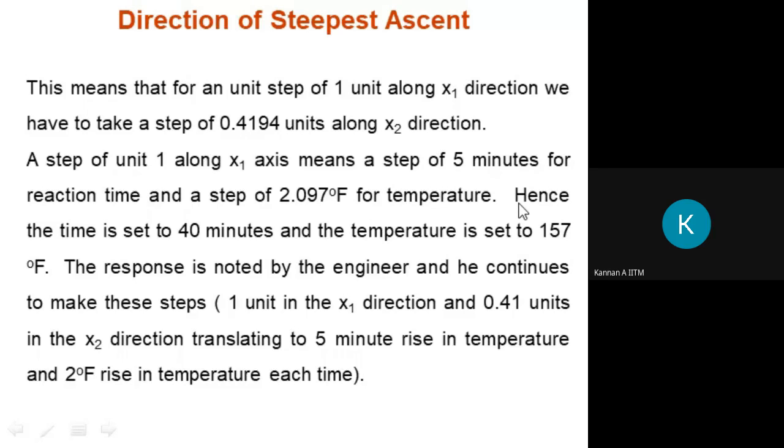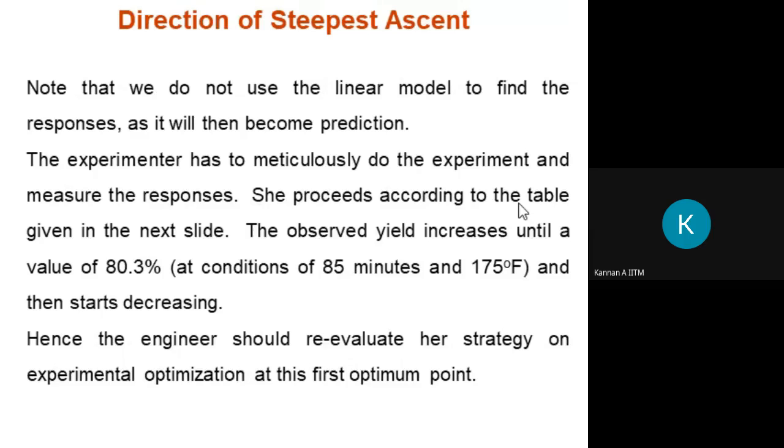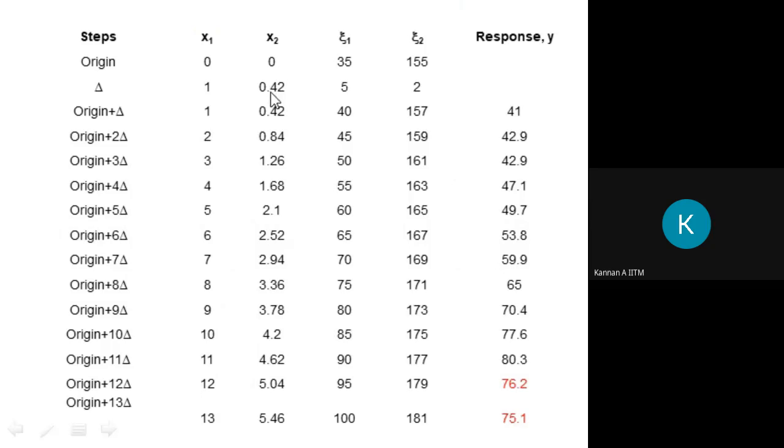So doing that, we are going from 40 to 45 and 157 to 159, 2 degrees for temperature and 5 minutes for time. We keep increasing the values of the process variables, and then the response also keeps increasing.